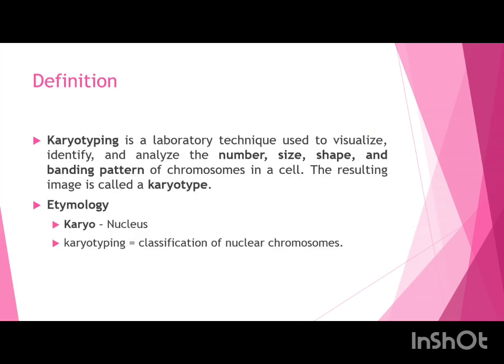Karyotyping is a laboratory technique which is used to visualize and identify the number, size, shapes and banding pattern of the chromosomes. So for studying the patterns of chromosomes, the size and the number, karyotyping is used. And the image which we get after observing the banding pattern is known as a karyotype. Karyo means nucleus, and karyotyping is basically the classification of nuclear chromosomes.